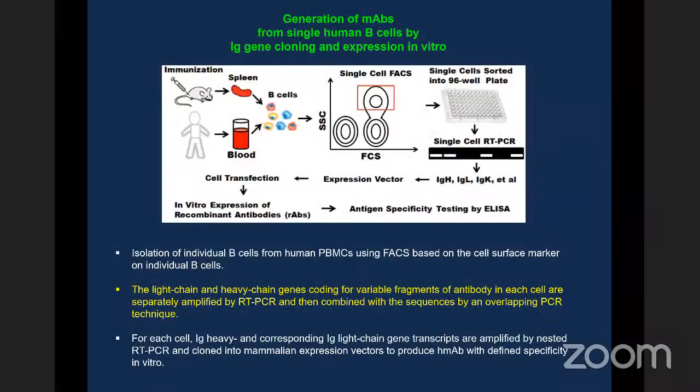on individual B cells. The light chain and heavy chain genes coding for variable fragments of antibody in each cell are separately amplified by RT-PCR and then combined with the sequences by an overlapping PCR technique. For each cell, the Ig heavy and corresponding light chain gene transcripts are amplified by nested PCR and cloned into a mammalian expression system to produce human monoclonals with defined specificity in vitro.